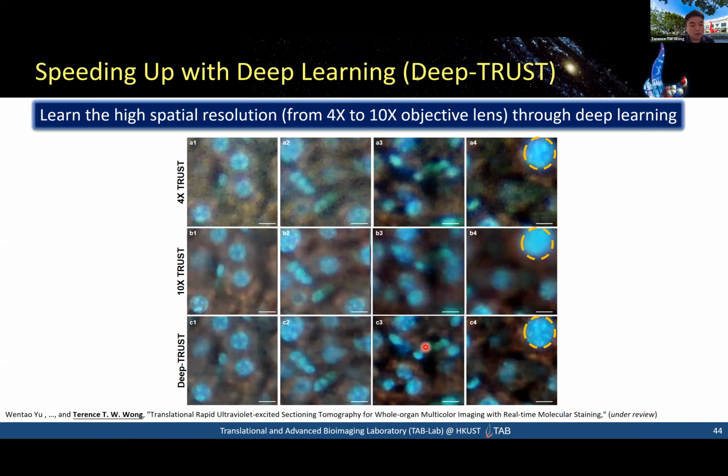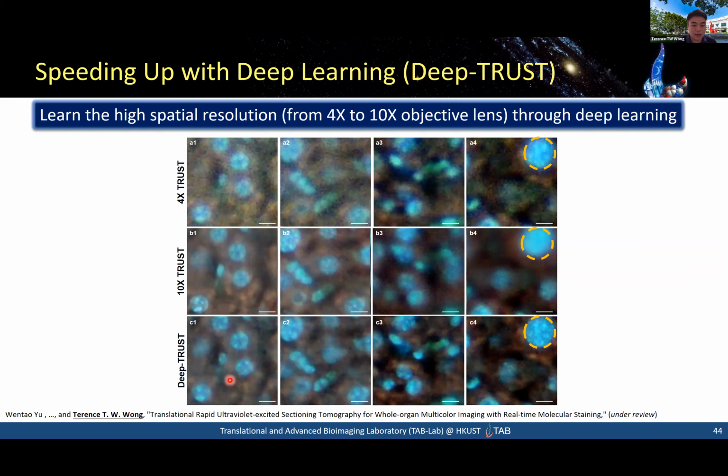Okay, so what's the future, or what more we want to do, is to bring this technology to have even faster features. I mean, to compress the time shorter, finishing the entire whole organ imaging scan. So we want to learn the high spatial resolution from maybe lower resolution lenses, just maybe a 4x magnification lens. And we have a 10x image. We try to learn these by pairing them up with deep learning.